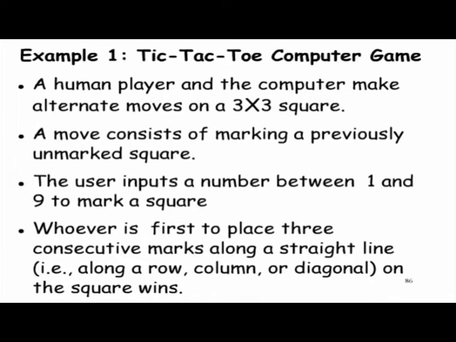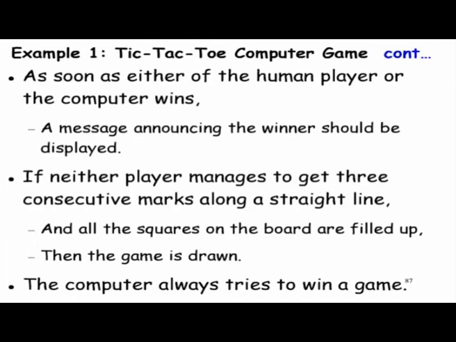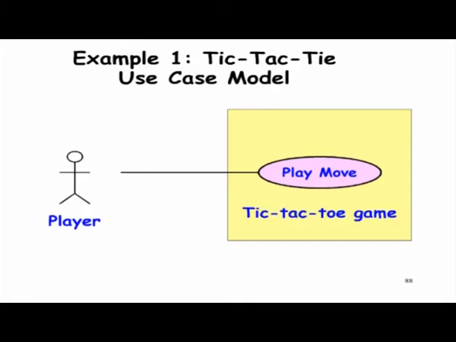So what will be the use case here? The use case is about placing a mark. The only activity that the user can do here is to mark a square. These are further descriptions of that. So if we draw the use case diagram, it is play move or mark square, any of the names you can give. And there is only one use case, a very simple problem. The player invokes the play move use case, and this is the name of the software.